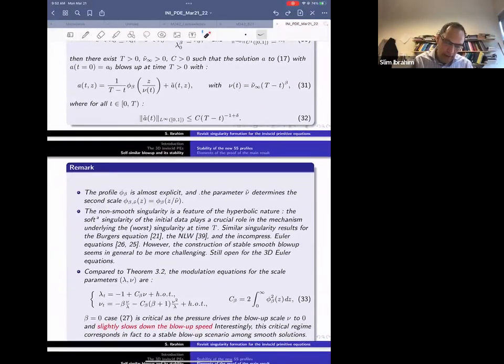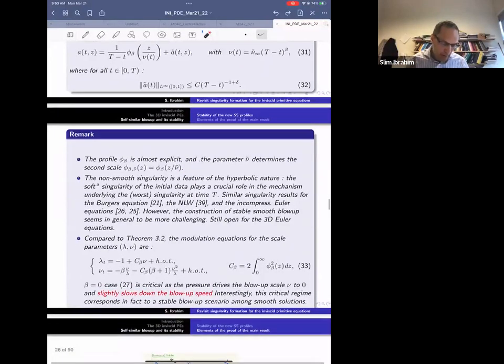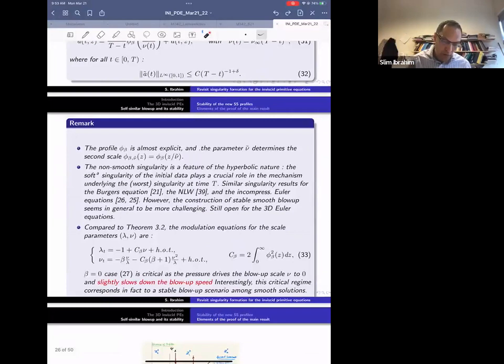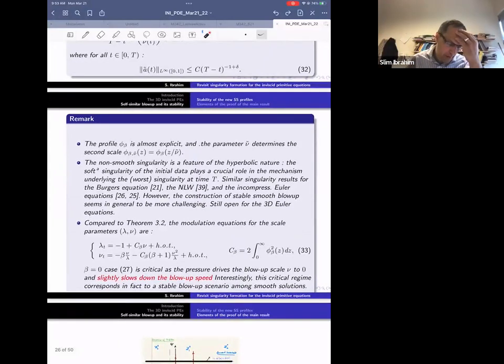So a few remarks on the previous theorem. The first one is that this nu tilde parameter will determine the exact profile. Remember, if we have a profile phi beta, then if you rescale it, you get another profile for the same beta. So the tilde is to fix the profile.